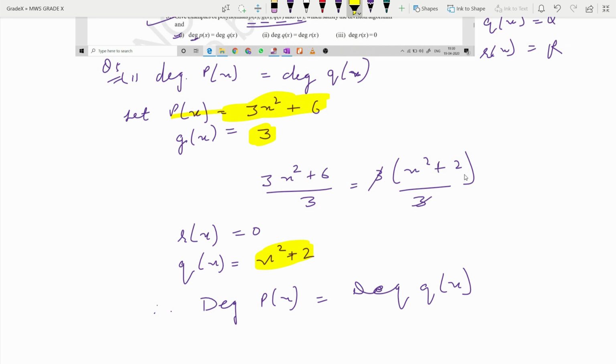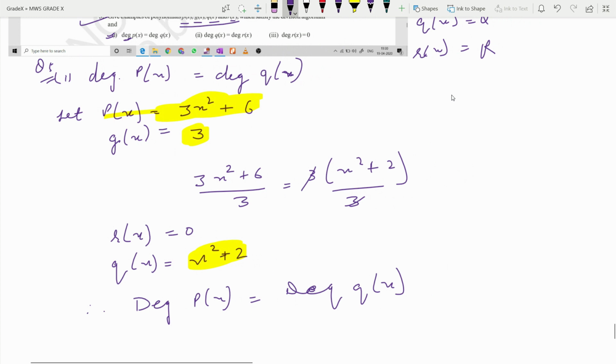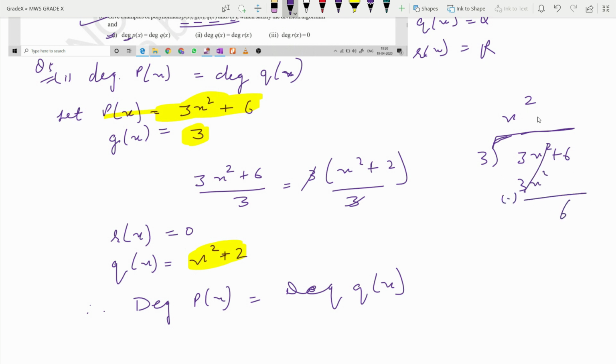If you are not able to understand like this, let me tell you in this way. We have 3x square plus 6 divided by 3. So we need x square into 3, 3x square, sign change cancels out. Now 6, 3 twos are 6. So it is over. In this way, we got quotient x square plus 2 and remainder 0.